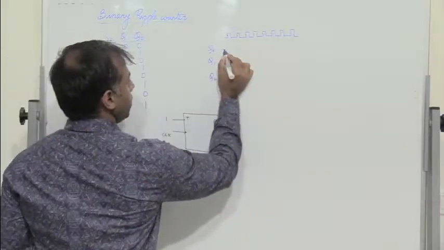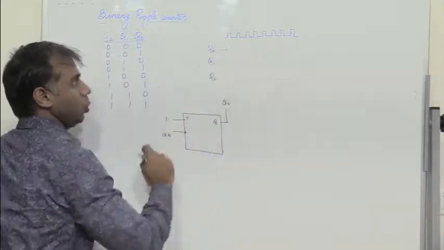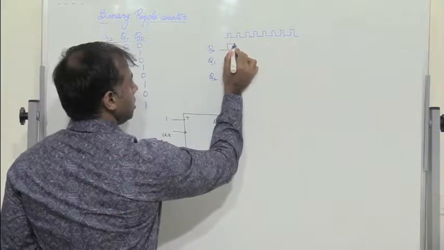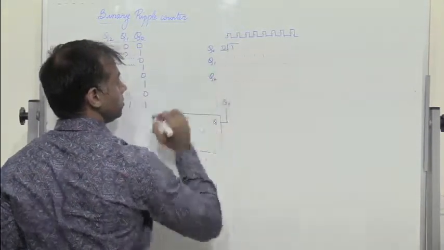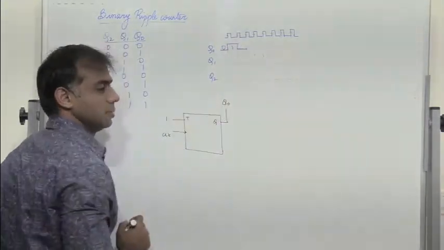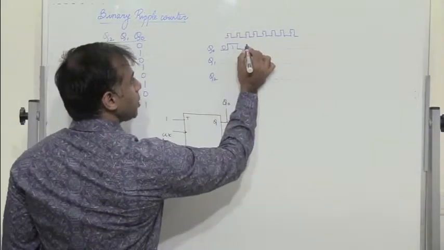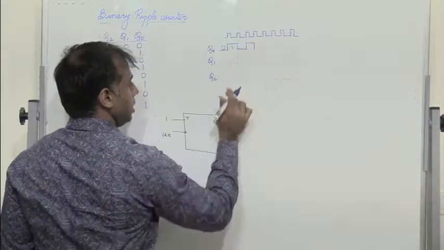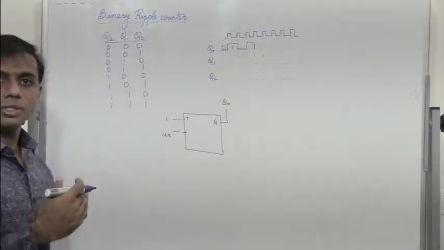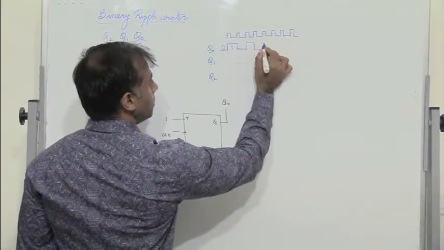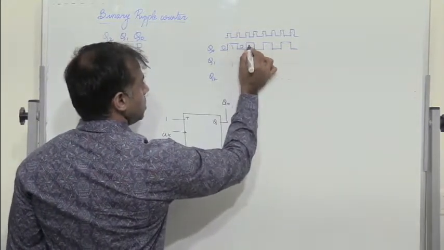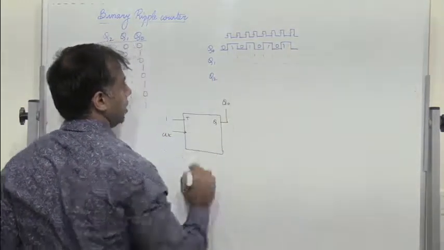Initially we assume that the output is 0. When the positive edge of the clock comes in, the output changes from 0 to 1. And then during the next positive edge, it changes from 1 to 0, it toggles. And this continues. So at every positive edge of the clock, the output of the first flip-flop Q0 toggles from 1 to 0 and 0 to 1 alternately. So we get 0, 1, 0, 1, 0, 1.